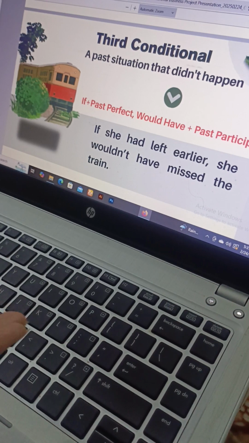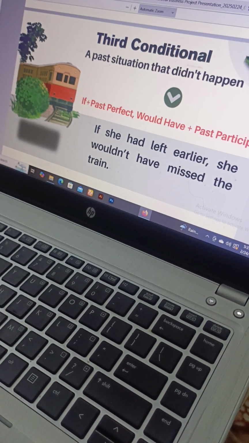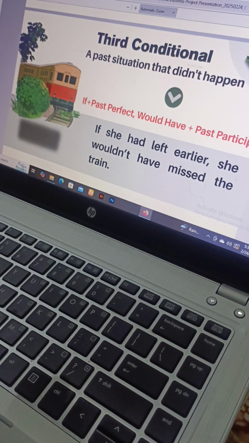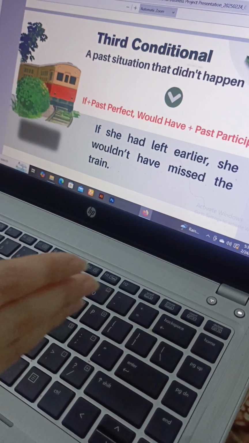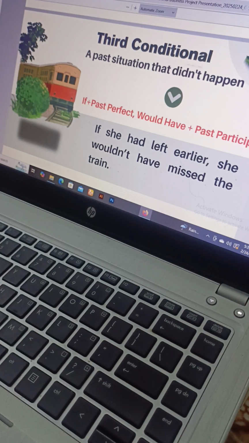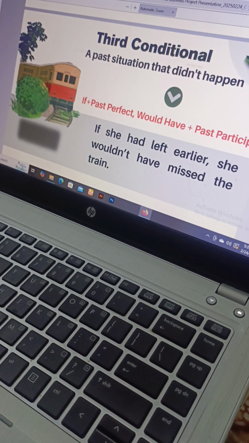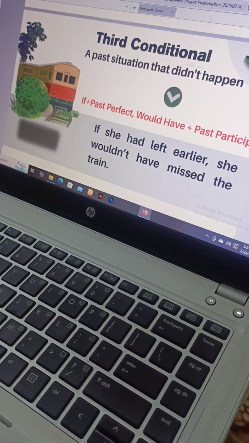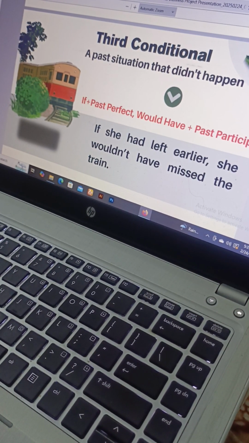So let's put it together. If she had left earlier, if हमने यूज किया है, हमने पास्ट परफेक्ट का हैड यूज किया है, और उसके बाद हम आगे बात करें दूसरे क्लॉज की, मेन क्लॉज की, तो हमने उसमें वुडंट हैव या वुड हैव जो भी है उसी तरह यूज किया, वुड हैव, कुड हैव, वुड नॉट हैव, ये सब चीज़ें यूज़ करो. उसके बाद पास्ट पार्टिसिपल, द थर्ड फॉर्म ऑफ वर्ब, मिस से मिस्ड हो गया, ed. ठीक है, so that's a formula which we will apply here for the third conditional.